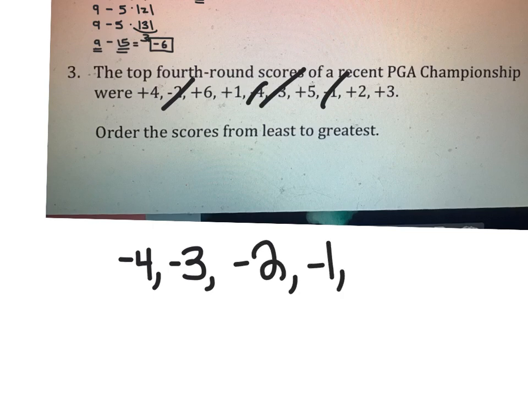Now that takes care of my negatives. Negative 4 is 4 below 0. Negative 3 is 3 below 0. Negative 2 is 2 below 0. Negative 1 is 1 below 0. So now I'm really close to 0.